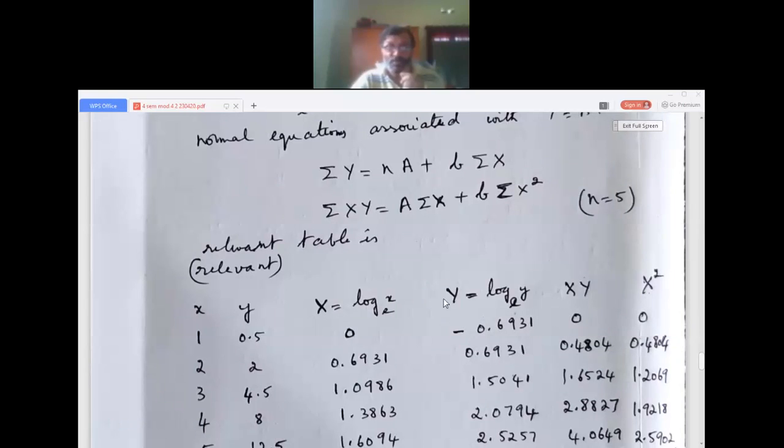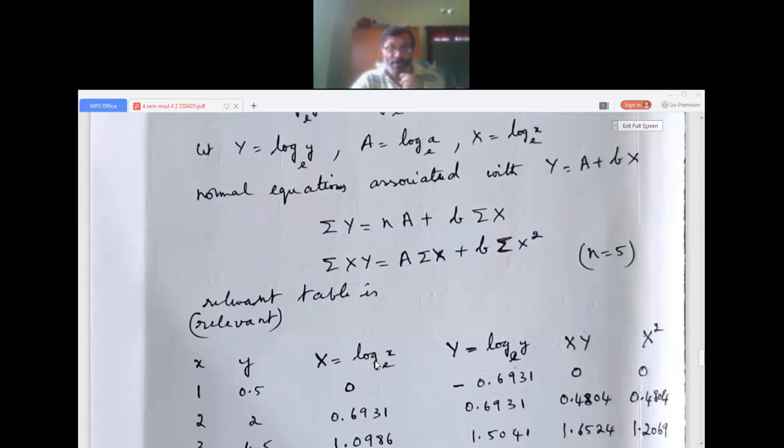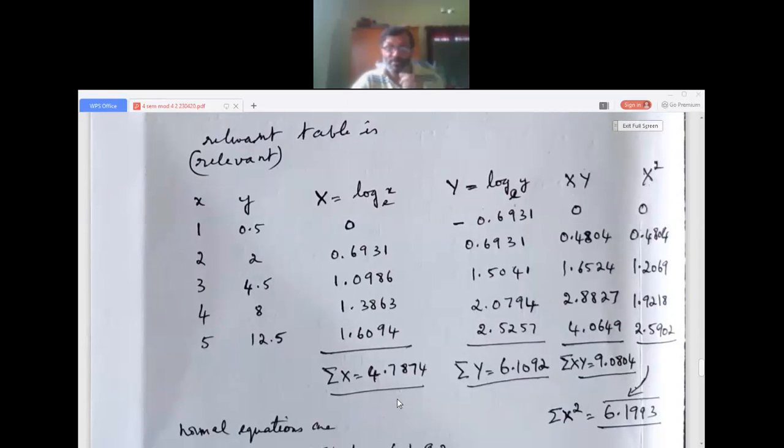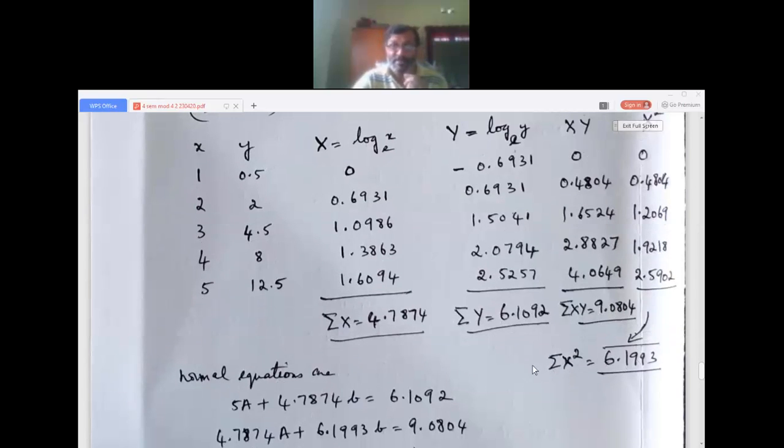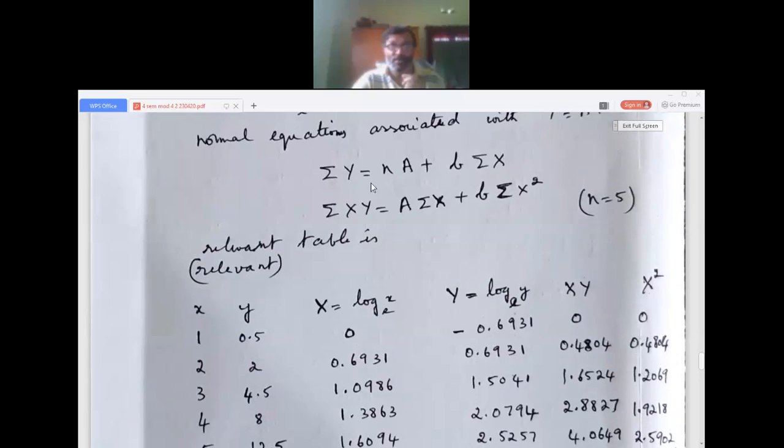Then you find capital XY. So you get sigma 9.0804. Then capital X squared, the square of this to 4 decimal places, sigma X squared is 6.1993. Then substitute all this in the two normal equations here.